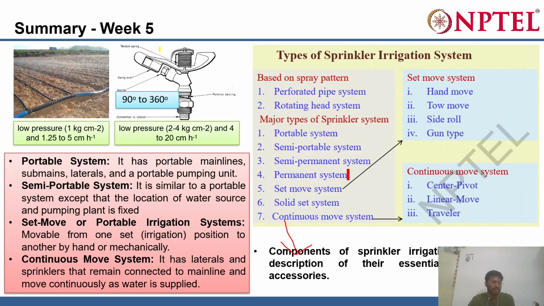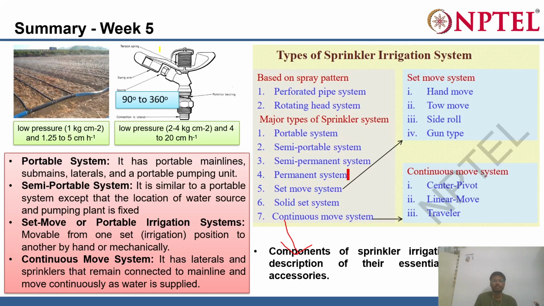And then from next week, week number 5, we focused on pressurized irrigation systems, where you have a drip irrigation system and sprinkler irrigation system. So, low pressure irrigation system, like drip irrigation, where your pressure is around 1 kg per centimeter square, and its application rate is around 1.25 to 5 centimeter per hour.